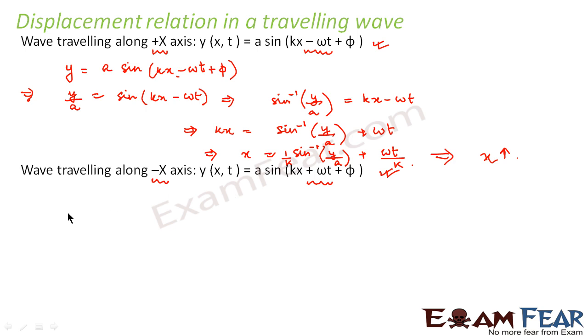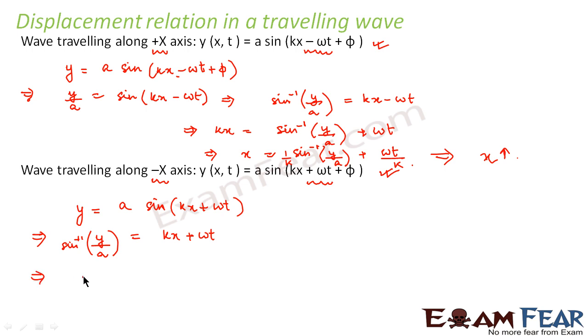Whereas in this case, what happens? y is equal to a sine kx plus omega t. I am ignoring phi. So this is again y by a. Sine inverse y by a is equal to kx plus omega t. Or we can write x is equal to 1 by k sine inverse y by a minus omega t by k.